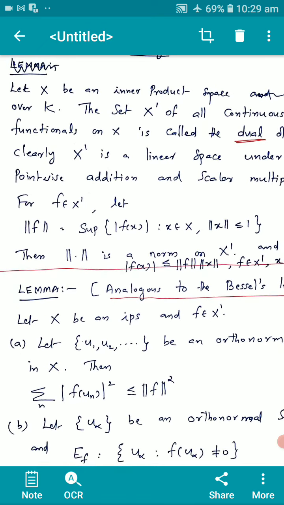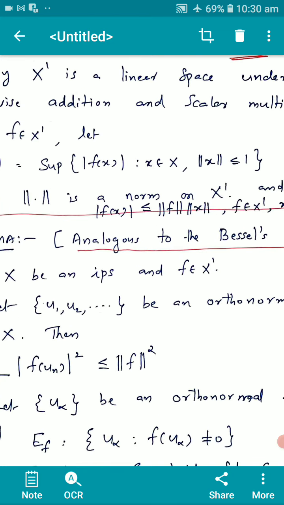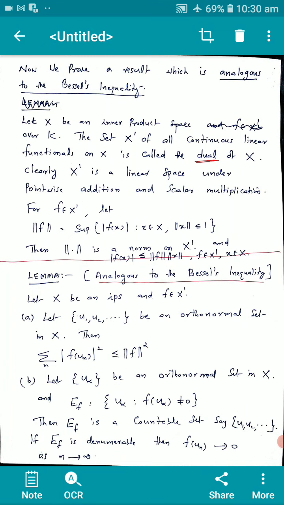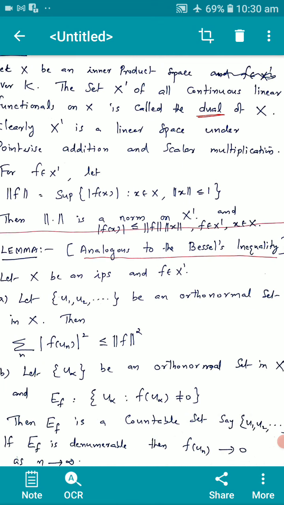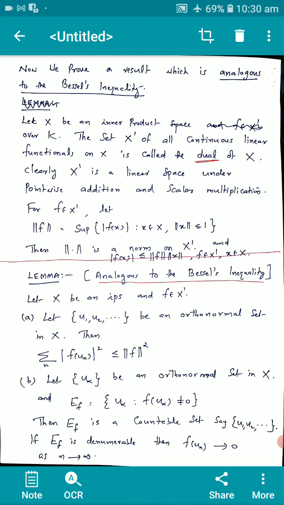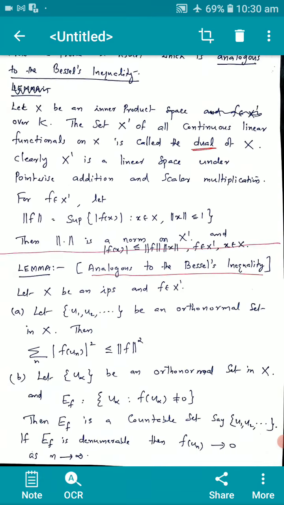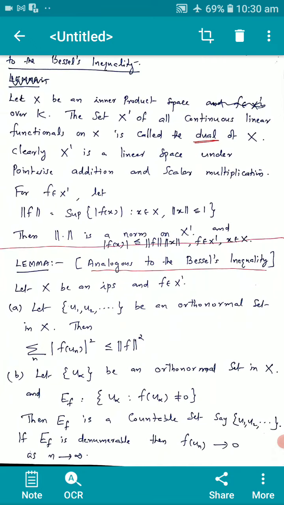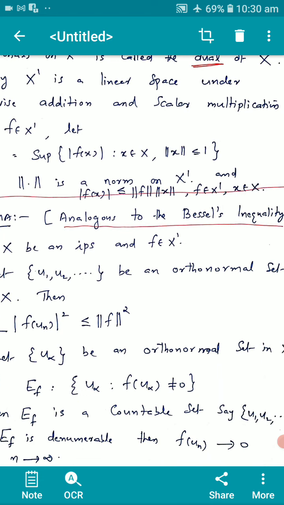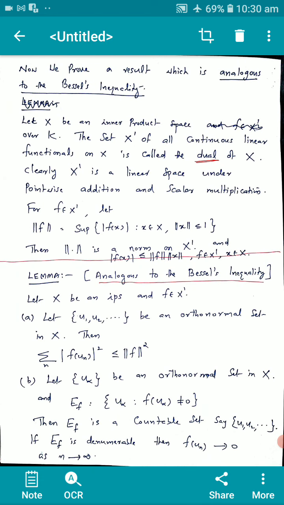So we are coming to the result which is analogous to Bessel's inequality, and is given in the lemma below. Its proof also we are going to complete in today's class. There are two parts for this lemma, parts A and B, and we are proving both today in this video. Statement: let X be an inner product space, f in X dash. Part A: let u1, u2, etc. be an orthonormal set in X, then the sum of mod f(un) square is less than or equal to norm f square. That is part A.